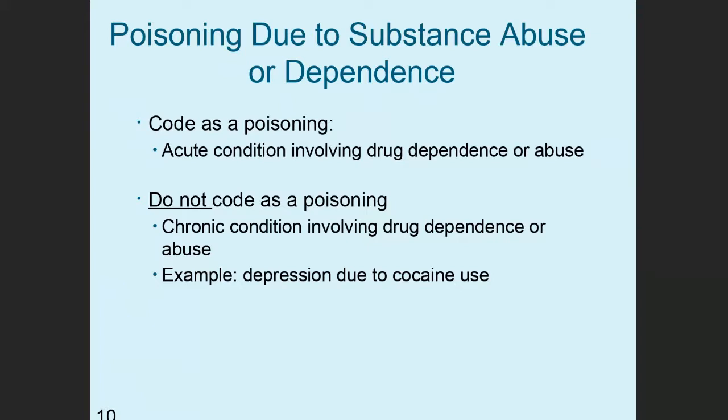It is considered a poisoning if the patient has an acute condition resulting from drug dependence or abuse. It is not considered a poisoning if the patient has a chronic condition resulting from drug abuse or dependence. An example of that is the patient has long-term use of cocaine, and because of that, they have depression. That's not coded as a poisoning.